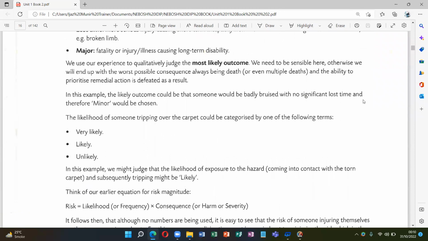We use our experience to qualitatively judge the most likely outcome. We need to be sensible here, otherwise we will end up with the worst possible consequence always being death or even multiple deaths, and the aim of prioritizing remedial action is defeated as a result. In this example, the likely outcome could be that someone would be badly bruised with no significant lost time, and therefore minor would be chosen.